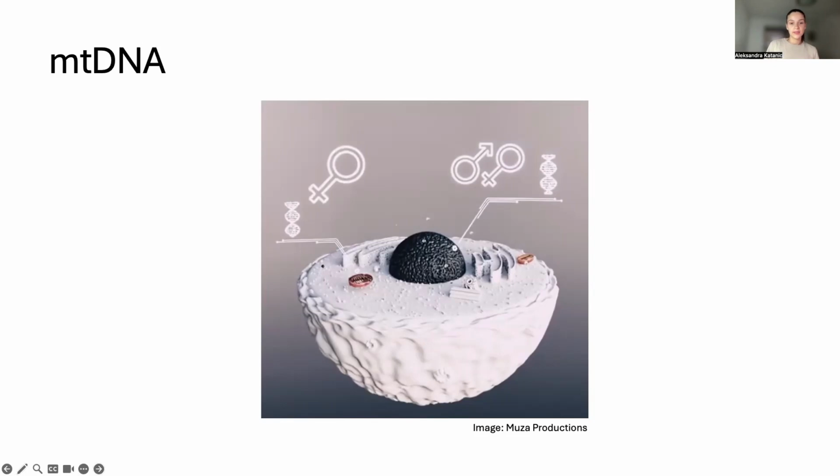Moving on. This is a picture. I think it's easy to explain in words, but it's just showing that here in the nucleus, there is nuclear DNA, which is from both mum and dad. And then here in the cytoplasm is the mother's mitochondrial DNA. Okay.